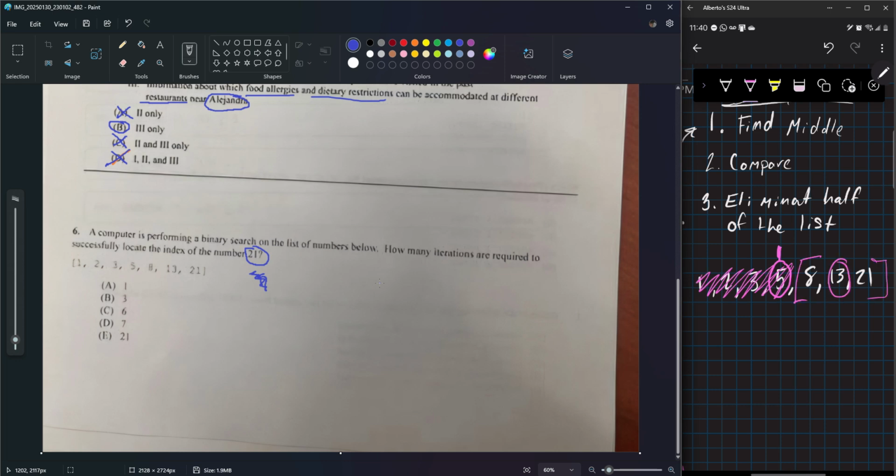And the new middle is 13. So it's 13. Oh, this was the first guess, or the first repetition, the first iteration. Then we check 13. Is 13 less than or equal to 21? It's less than, right? So this is our second. Get rid of this part, and then the last number is 21. So is 21 our number? That's a yes. So this is the third one. It took us 3 tries. That's the answer right there.